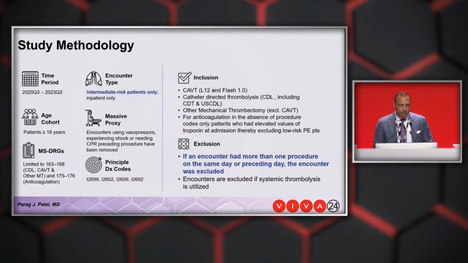And of course, we wanted to eliminate low-risk PE patients, so any patient that had absence of a procedure code and had elevated troponins were included. Otherwise, they were deemed low-risk PE patients. Furthermore, we excluded patients that had more than one procedure, as the purpose of the study was not to look at mixed treatment modalities, and we excluded those that were treated with systemic thrombolysis.